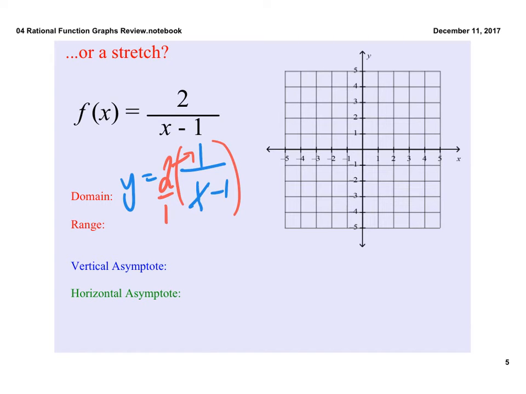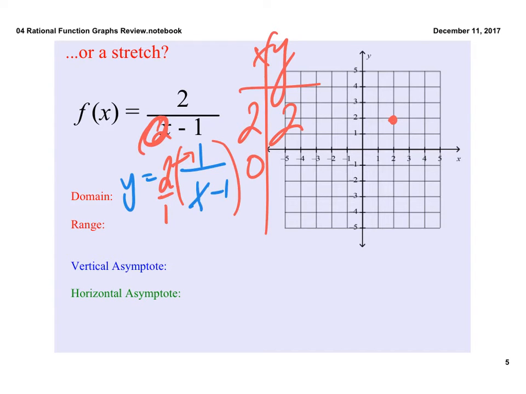Okay, what if I needed a few points on it? XY chart, best friend in graphing. You can always count on the XY to just, I'm going to stick in some numbers. I'm going to try 2 and see what happens. I put in the 2 here. I get 2 over 1, which is 2. Yay, 2, 2 on my graph. It's for sure on the graph. And if I try, let's say 0, I put in 0. Then it's 2 over -1, which makes -2. 0 comma -2. That has to be on the graph.